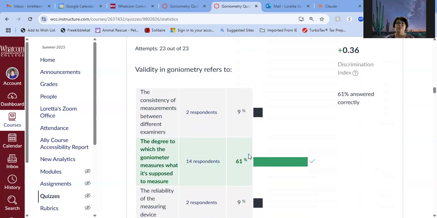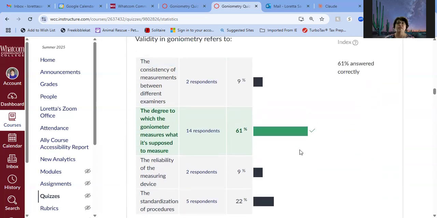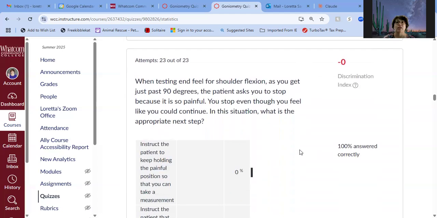So validity means the same thing as accuracy, if you want to think of it that way. It's the degree to which the goniometer measures what it's supposed to measure. And most people got that, but that was probably one of the more missed ones. So the consistency of measurement between different examiners is inter-rater reliability. The reliability of the measuring device is not validity, and the standardization of procedures is also not validity. So how valid is the measurement? Does it measure what it's supposed to measure? So that's how you tell if the tool is the tool that you want to use.